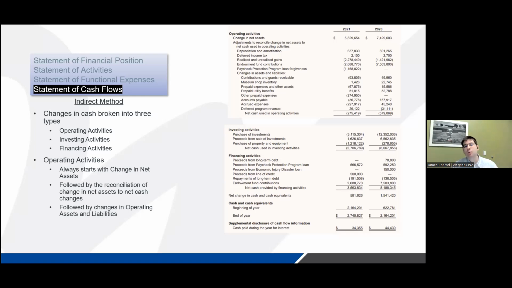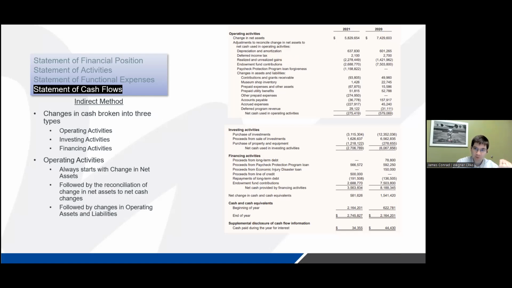Immediately after that, we're going to have a reconciliation. So we're going to take non-cash transactions. In my example here, some of the transactions listed are depreciation, deferred income tax, realized gains and losses. They're important. They affect change in net assets, but they don't affect cash. And that has to be backed out of that change in net assets, so we have the cash portion of the change in net assets.